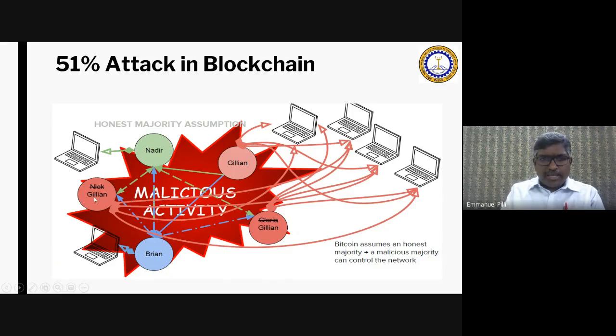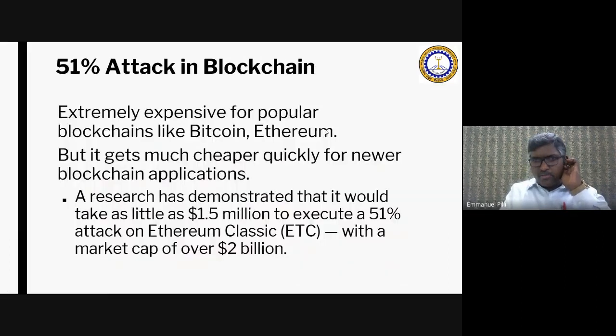So somebody is Nick, but actually he's acting like a Gillian. Gloria is also acting like Gillian. So these people all get confused about what is actually happening. So in that sense, a 51% attack can happen on blockchain.